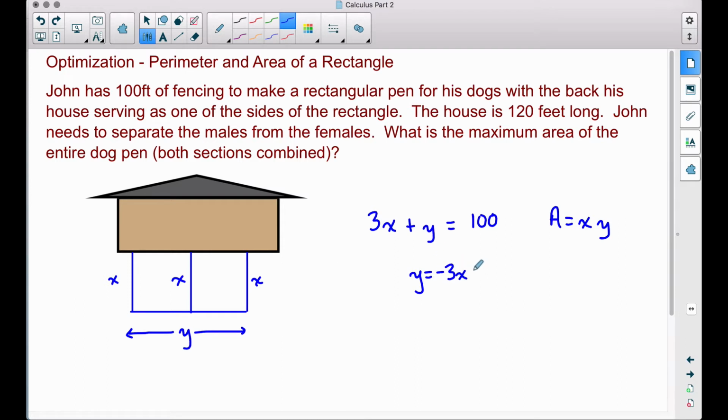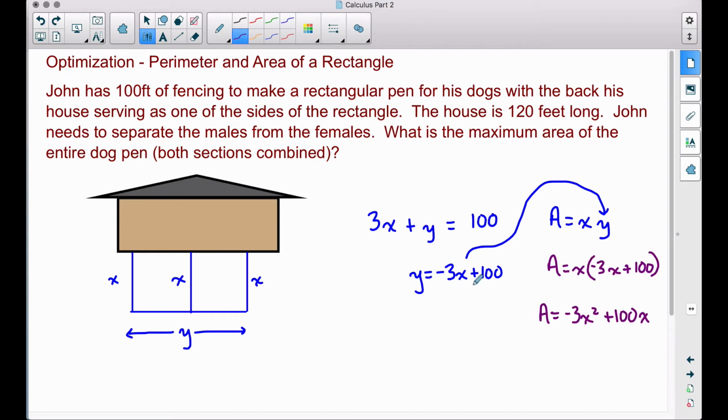y is equal to negative 3x plus 100. Let's substitute all of that stuff into this y. Therefore, we'll have area in terms of x. And again, the reason why I'm doing this is that we are trying to maximize the area, so the area function is what we want to take the derivative of. Therefore, when we take negative 3x plus 100, substituting that into y right here, and then we distribute, this is our formula for area. Let's differentiate this and let's set it equal to 0.